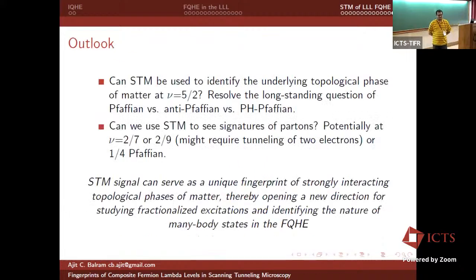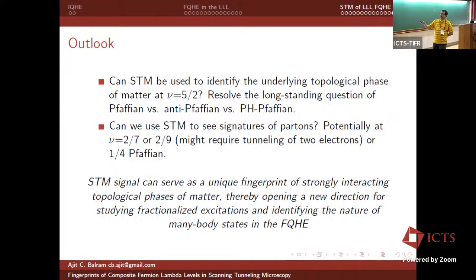Okay, so outlook. One age-old problem that we've been grappling with for a long time is: can we tell what the topological order of the phi-half state is? This state is believed to be non-abelian, and many motivations for quantum computing, especially topological quantum computing, have come about because of it. There are multiple candidate states, like Pfaffian, anti-Pfaffian, PH-Pfaffian, and so on. The experiments in favor of any of them are usually edge measurements, whereas STM is a bulk measurement. So if you manage to do an STM on the phi-half state, would you be able to uniquely identify the topological order?